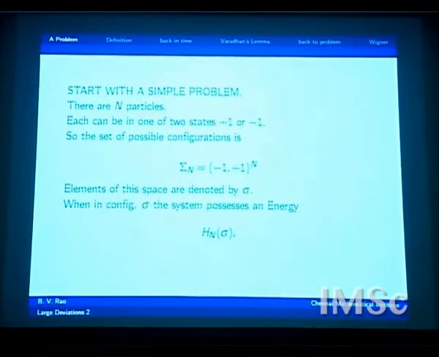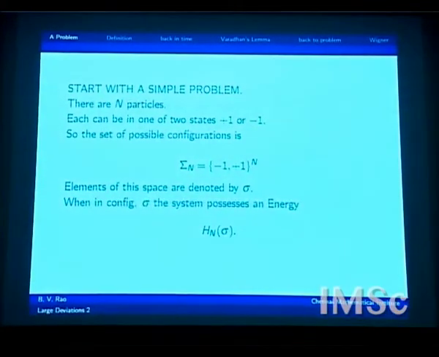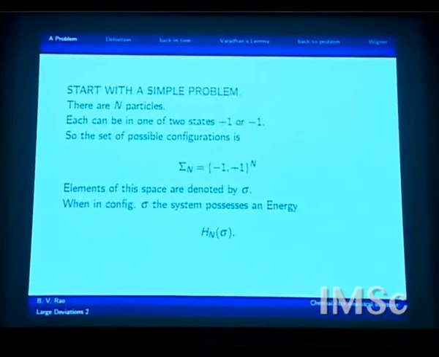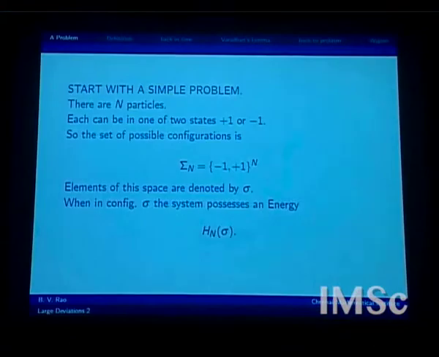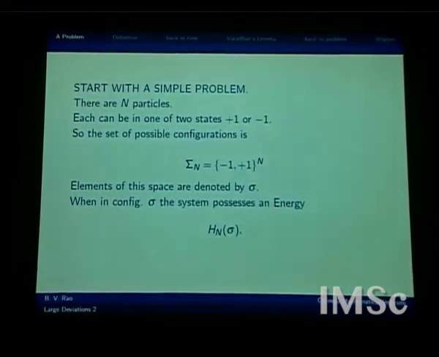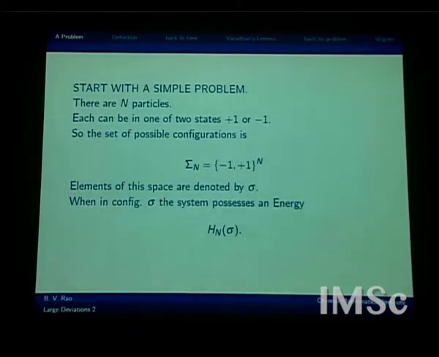Imagine that there are n particles, this is called a spin system. Each particle can have two states, either +1 or -1. Therefore, if you look at the whole bunch of n particles, each of them can be in any one of the two states. So, possible configurations of these n particles are given by the set of all sequences of +1s and -1s of length n. Each such thing tells what is the state of the particle. Elements of this space I shall denote by sigma.